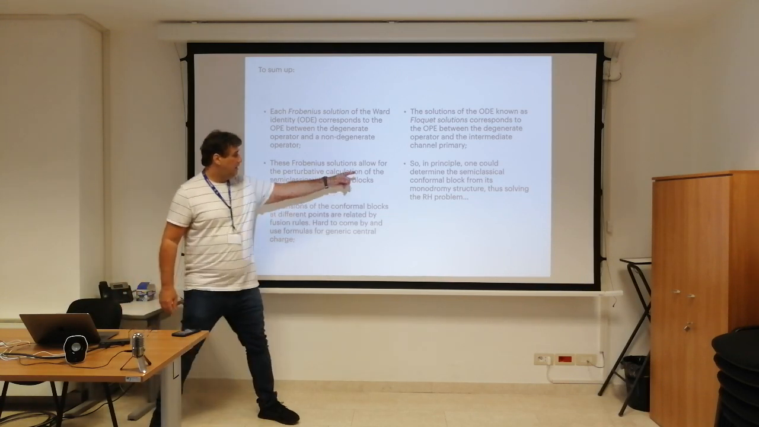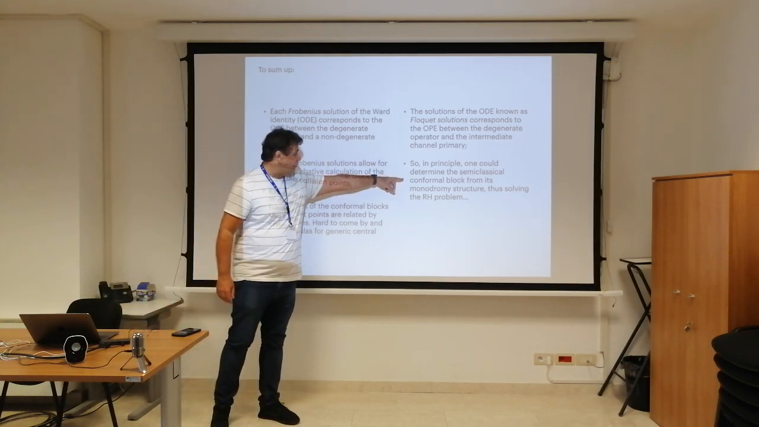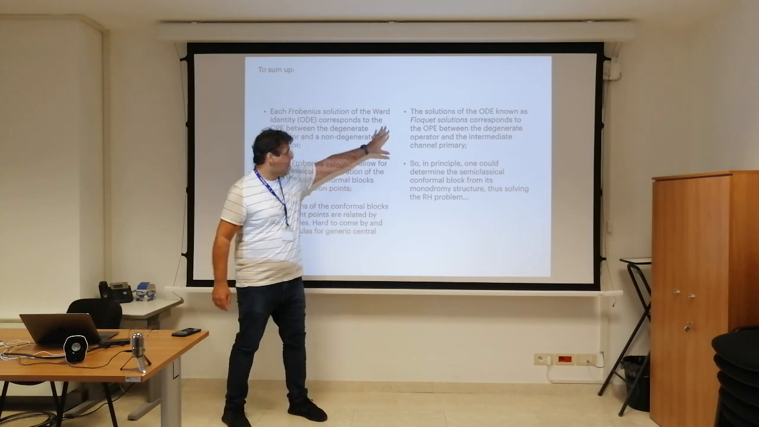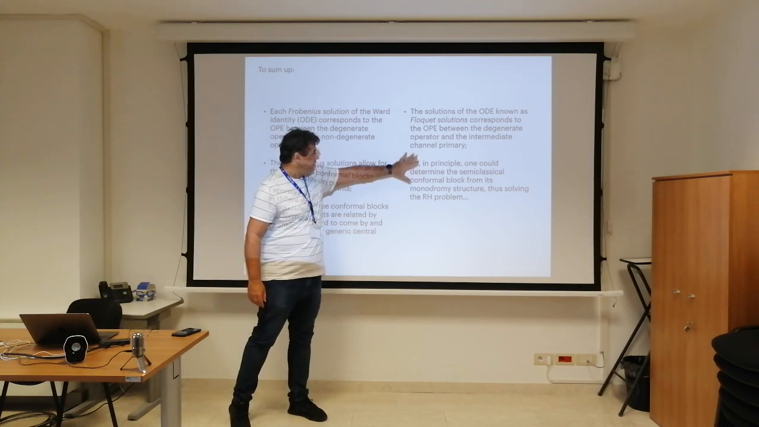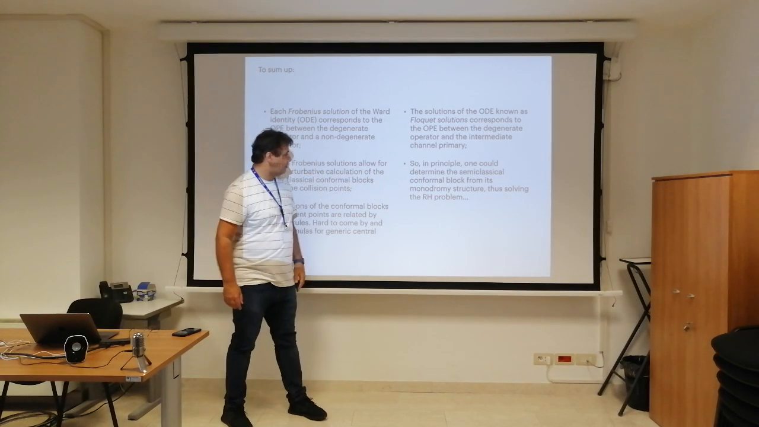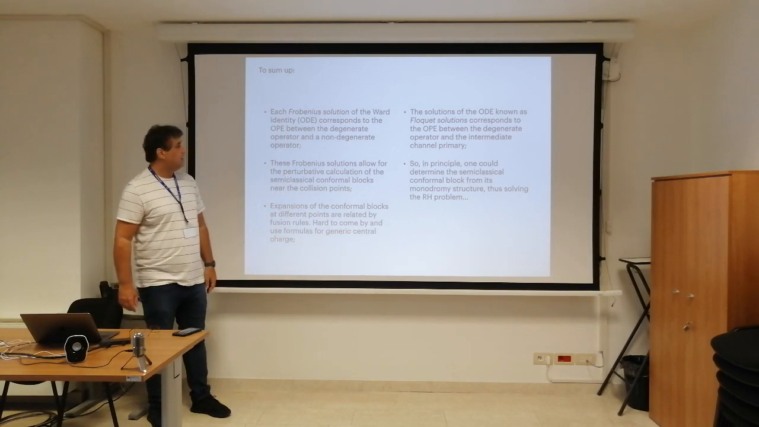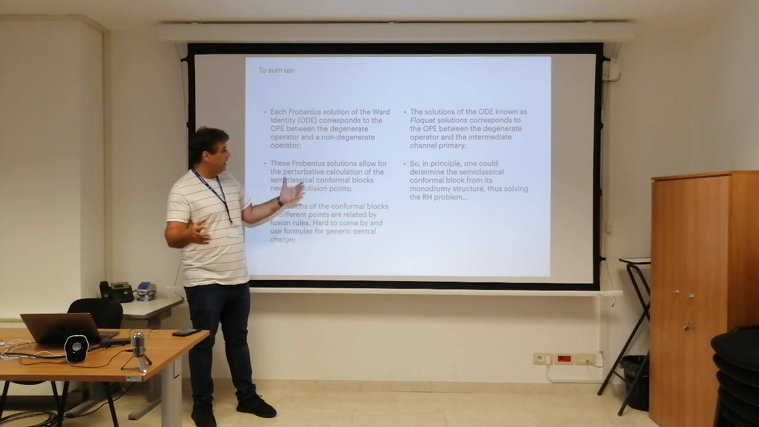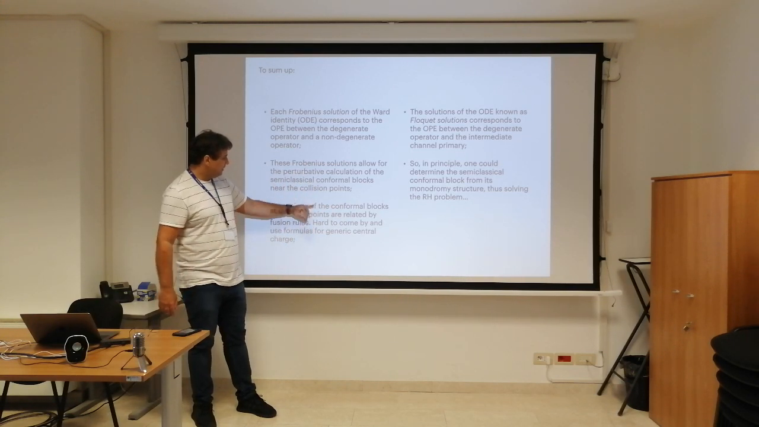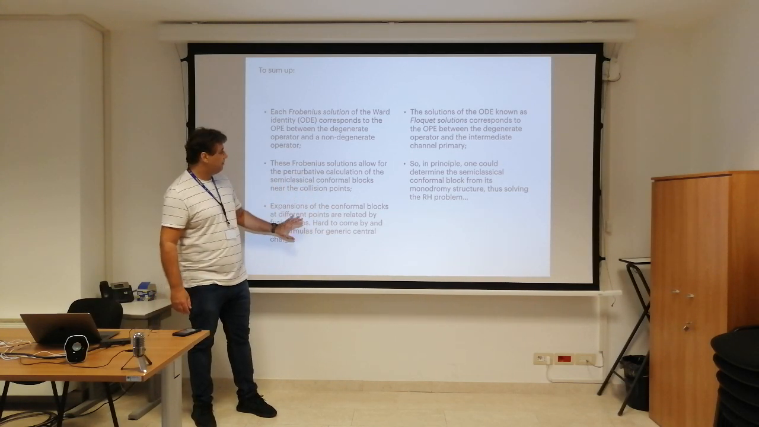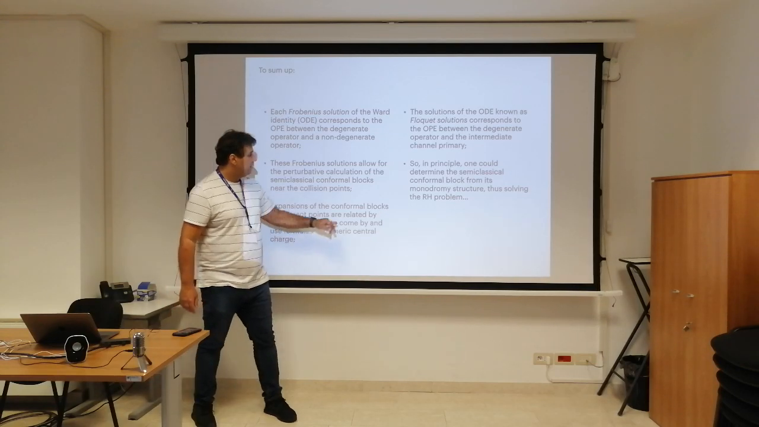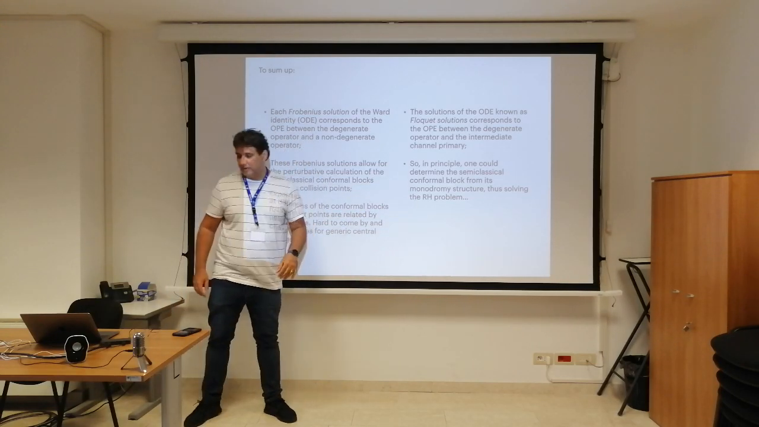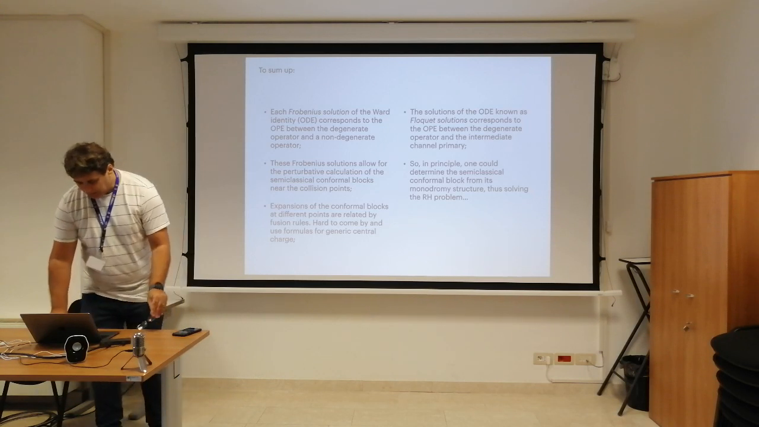So in principle, you can compute the semi-classical conformal blocks from this monodromy structure, but you need to know a little mathematics to know how this structure defines the conformal block globally. That means for any point, because this part here is hard to come by, the part about fusion rules. So if you do that, you can actually solve this Riemann-Hilbert problem.